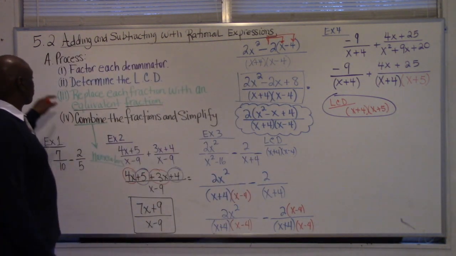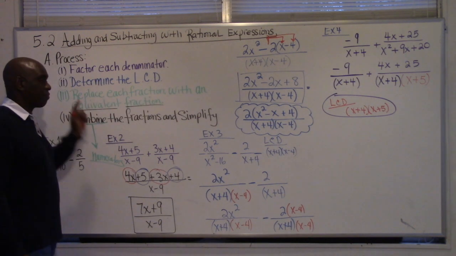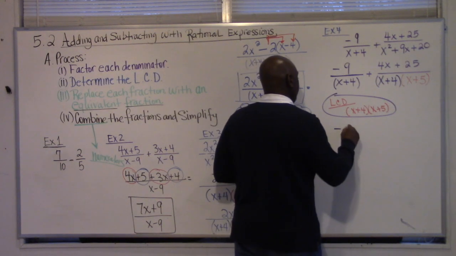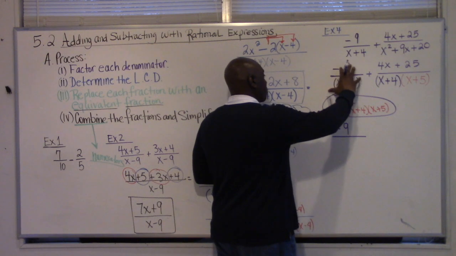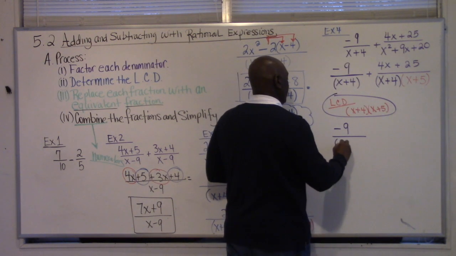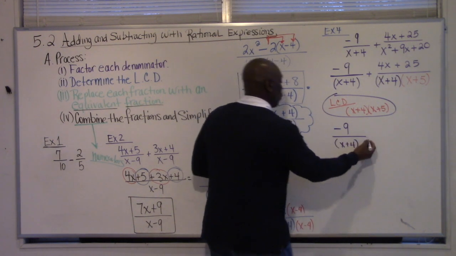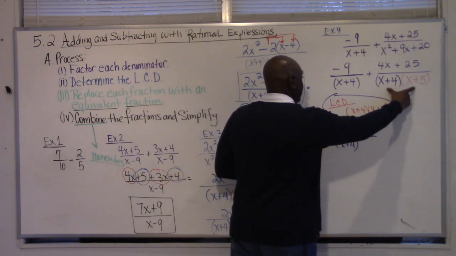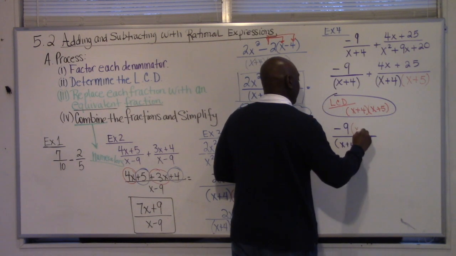Now let's go to step 3, the crucial step. Replace each fraction with an equivalent fraction. So I have negative 9 divided by, I don't want to rewrite this necessarily, I want to write the equivalent fraction. So I'm going to bring down the x plus 4 and write what it is missing. This side has it, but it's missing an x plus 5.